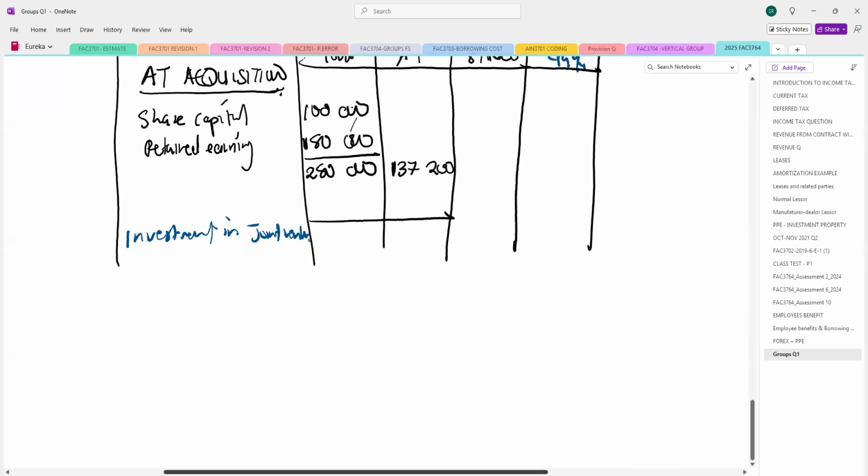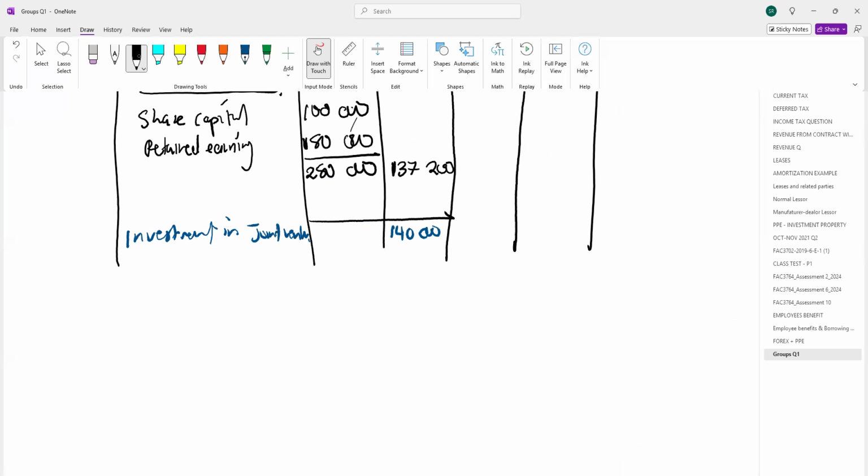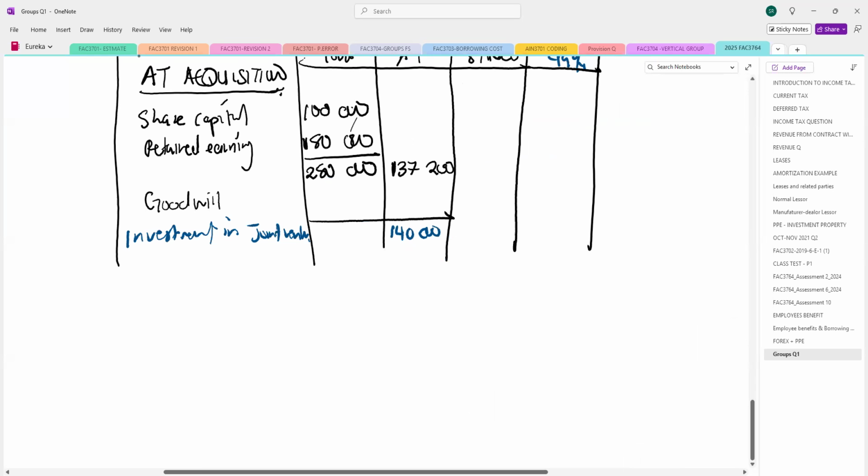Right, so I'll come here and put in my 140. So guys, you can see again there's a goodwill, but this goodwill does not have an impact, ne? This goodwill is already part of the carrying amount. You do not include it as a goodwill amount, okay? On our statement of financial position, you do not include this.